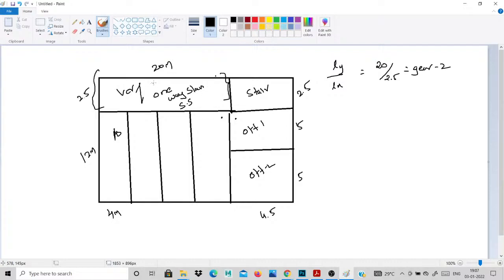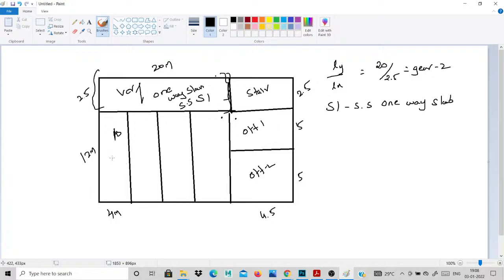How to identify the simply supported? See this: this end is not continuous, this end also not continuous, and this end also not continuous. So this is a simply supported one-way slab. This is how I identify my slab 1. This is a simple method to identify how many continuous slabs and simply supported slabs are available in your building.